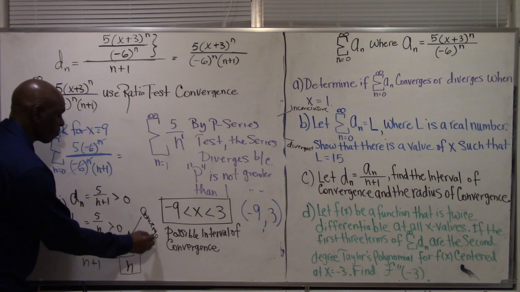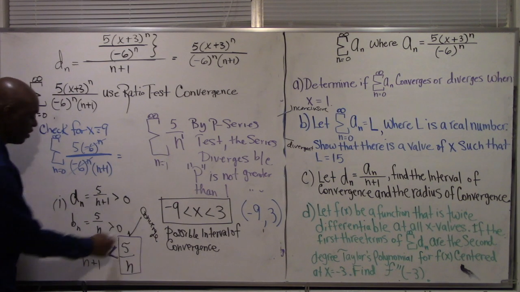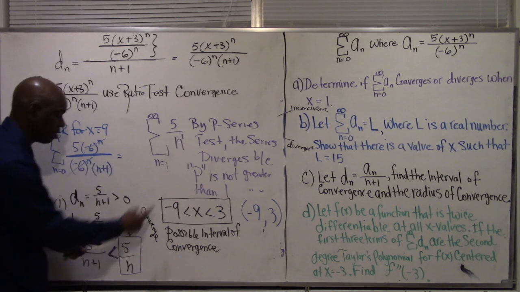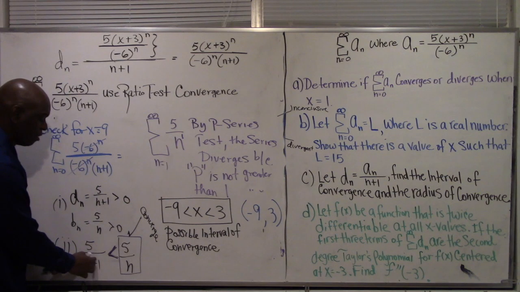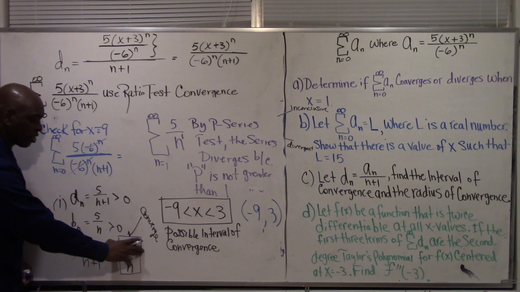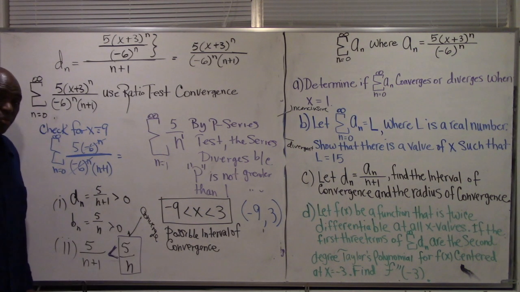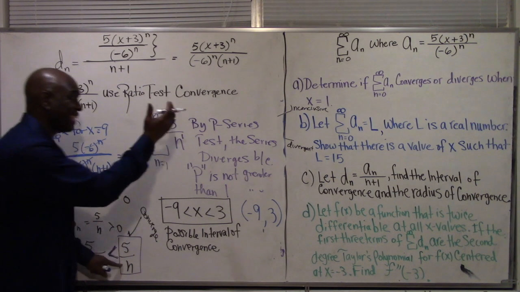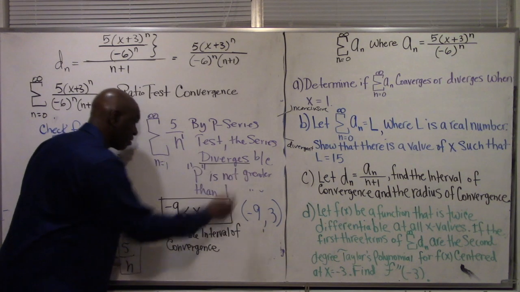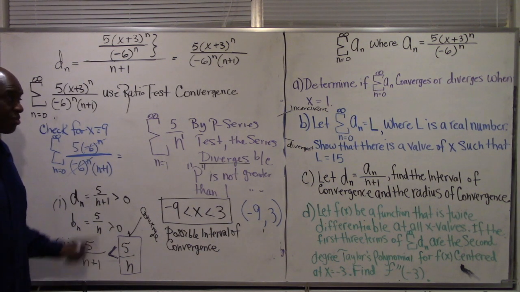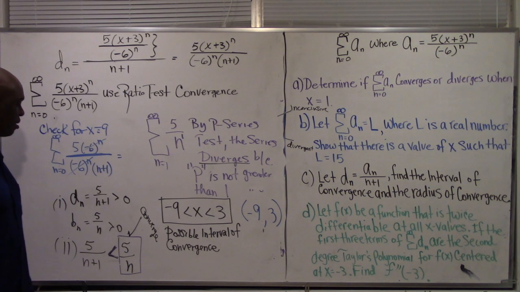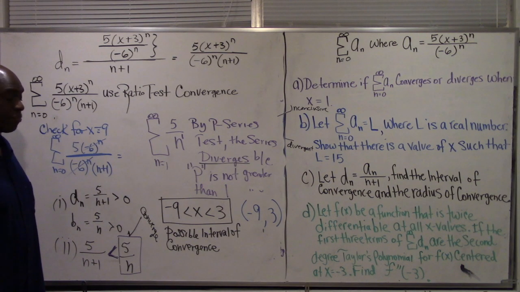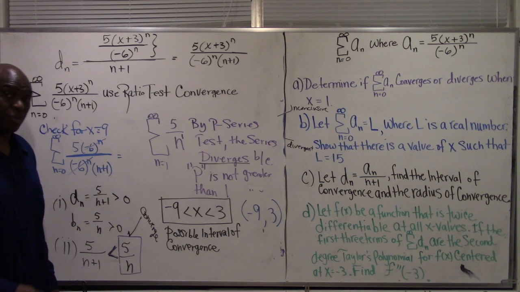If this converges, then it pulls the smaller one with it. If the larger converges, then the smaller converges. Well, guess what? This doesn't converge. It diverges. So this test, the direct comparison test, fails.